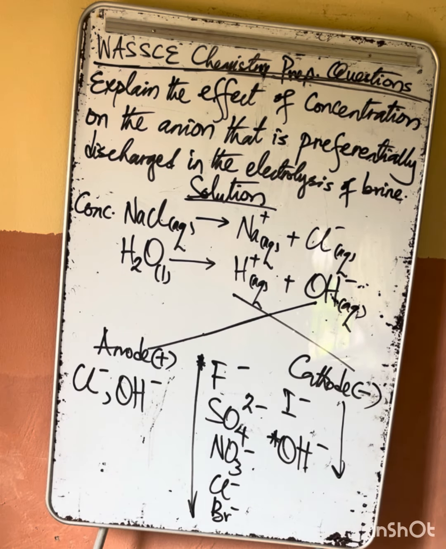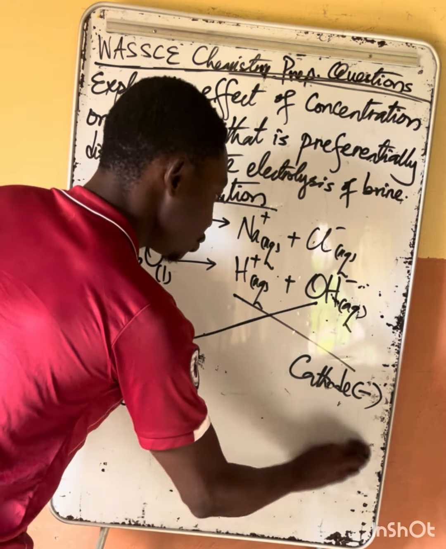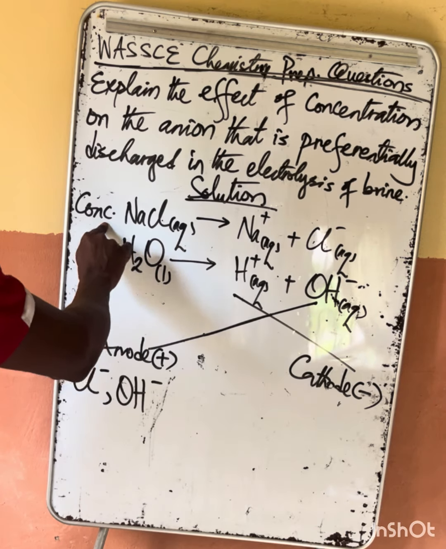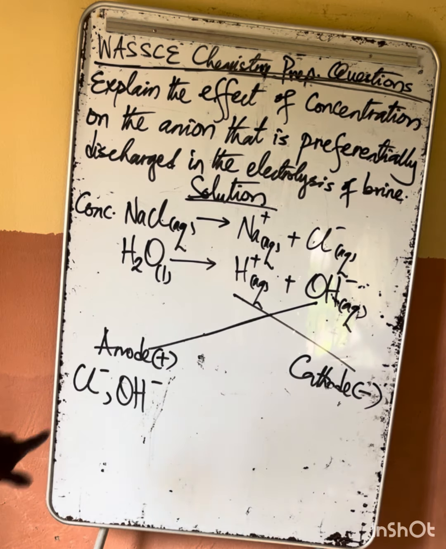So since they are close, we must consider the effect of what? Concentration. So I'll be rubbing this off. So considering the effect of concentration, which out of these two is coming from the concentrated electrolyte? Is obviously chloride ion. So because of this, chloride ion will be discharged in preference to the hydroxide ion, since it is coming from the concentrated electrolyte.